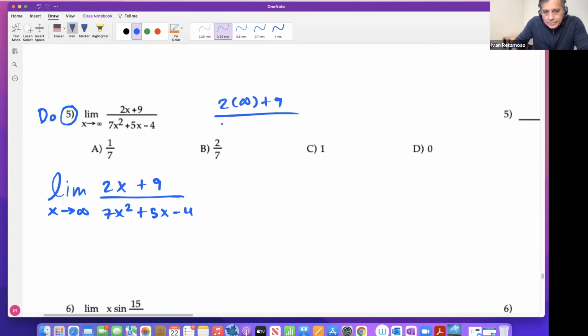As a hint, I can tell you guys that if you try to substitute infinity here, 2 times infinity is infinity, plus 9 is infinity, infinity squared, infinity times 7, infinity, 5 times infinity, infinity, infinity plus infinity, infinity minus 4, infinity, right? So you get this, but then use L'Hopital's rule.